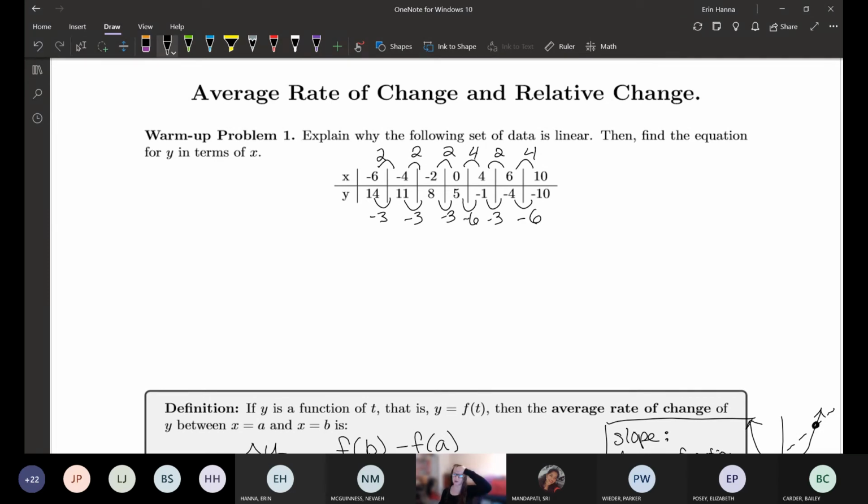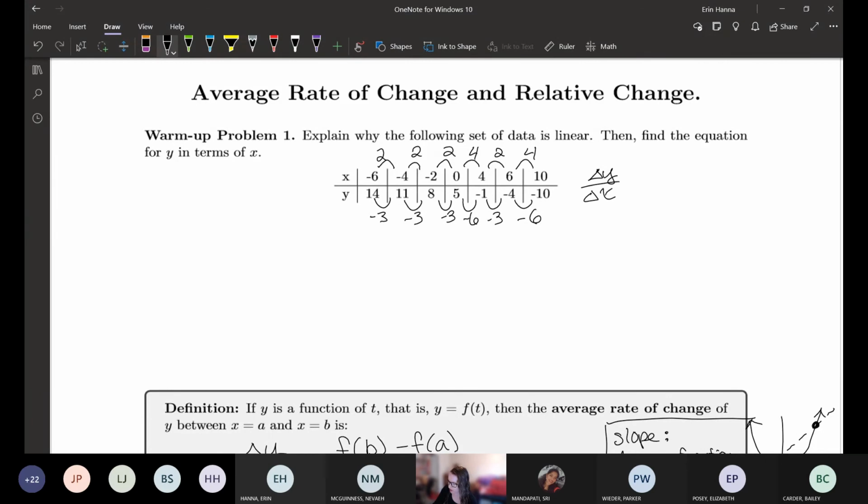One thing, note that I saw a couple people do on the quiz, I assume. Make sure you're being very careful with the sign of the change. So if it's a decrease, you need it to be negative, because if you don't keep track of the negative, then you will have an incorrect sign on your slope.